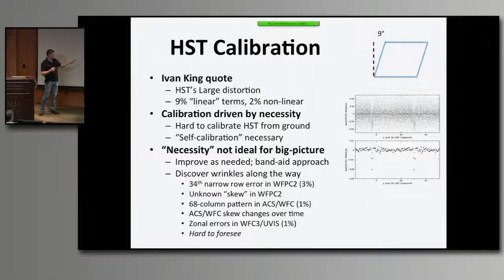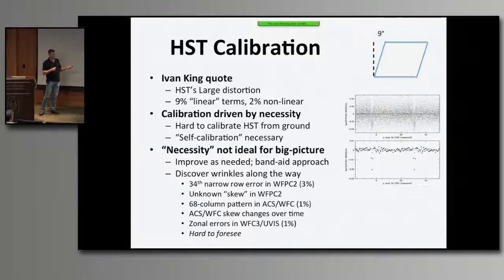So we've discovered along the way a lot of wrinkles. People sort of thought that the detectors were better than they were. It was discovered that in WFPC2, every 34th row is 3% more narrow than the others, which introduces a distortion. There was an unknown skew in WFPC2 until I started looking at Omega Cen fields and realized at different orientations things look different.